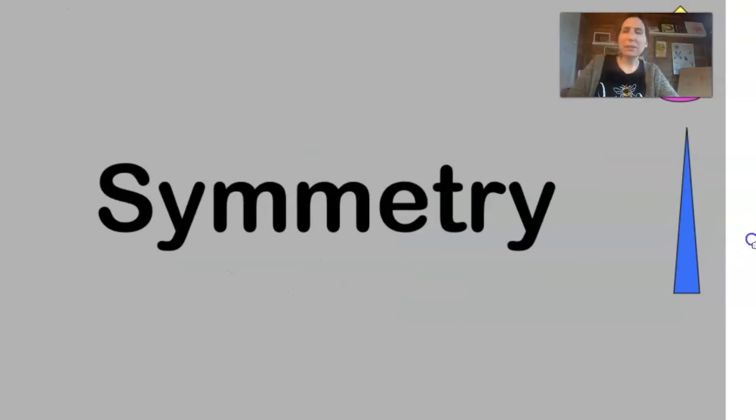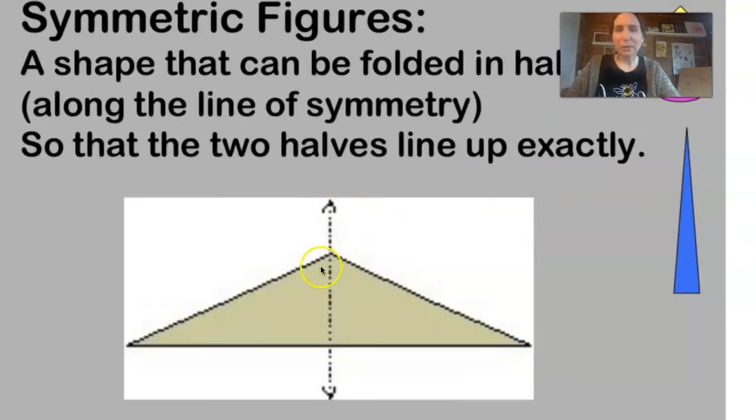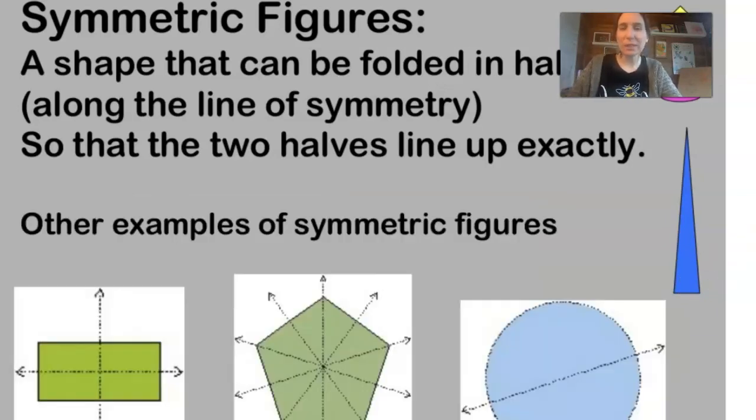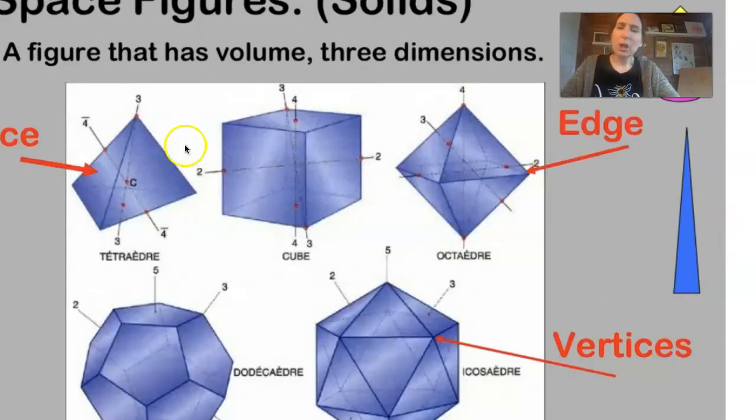Some polygons have lines of symmetry. We've learned that word before. So when you fold it in half, it's exactly the same on both sides. Some have more than 1 line of symmetry. Solid figures in 3 dimensions have faces, have edges, and have vertices.